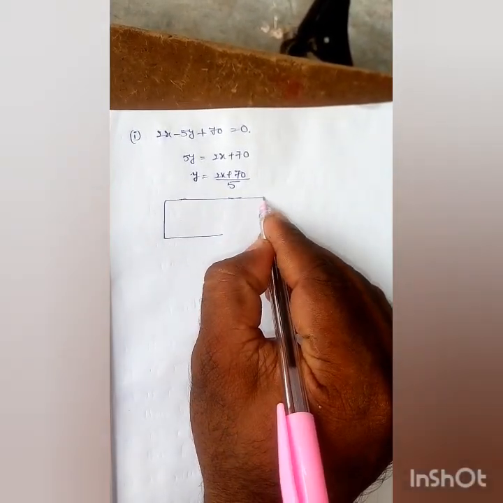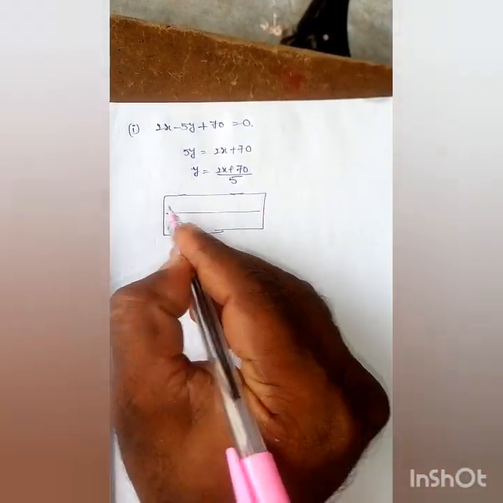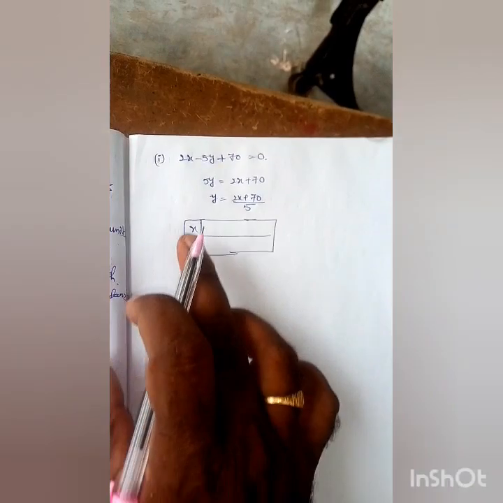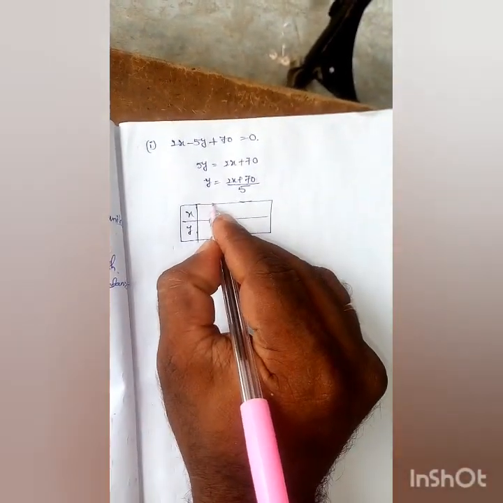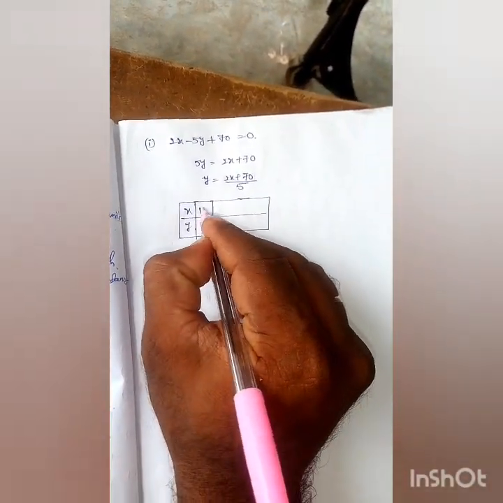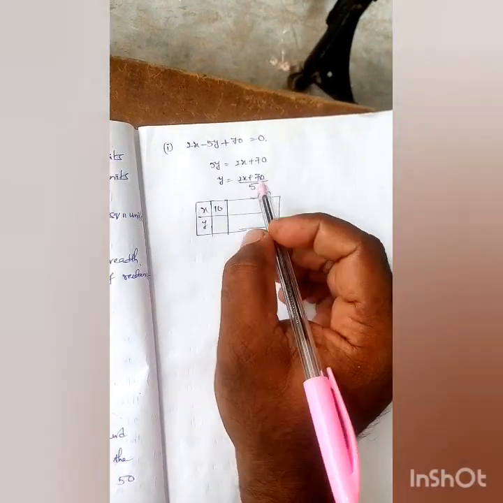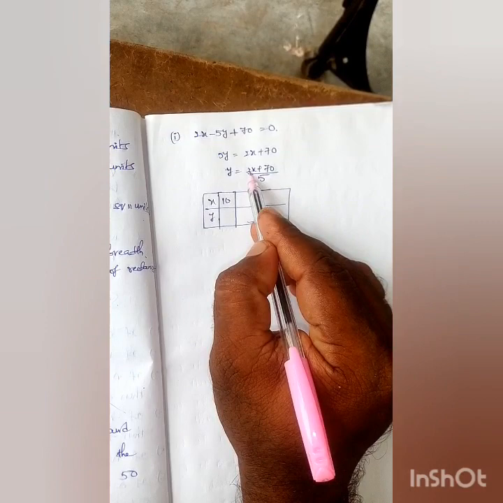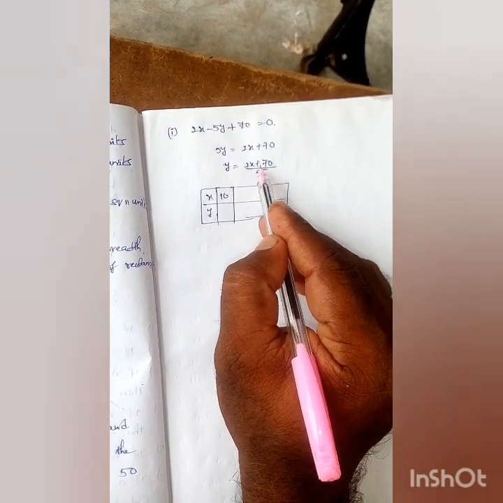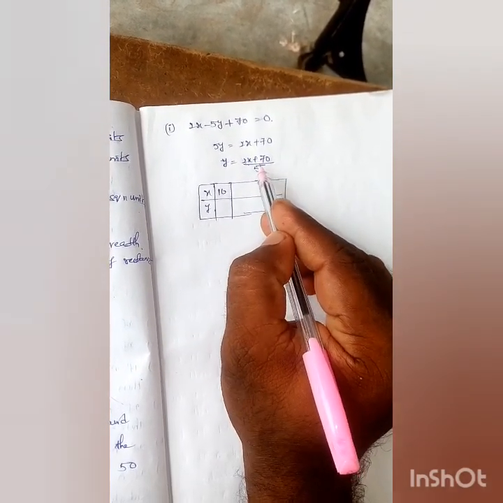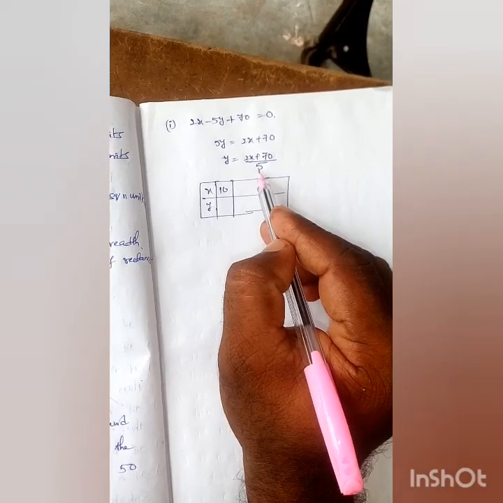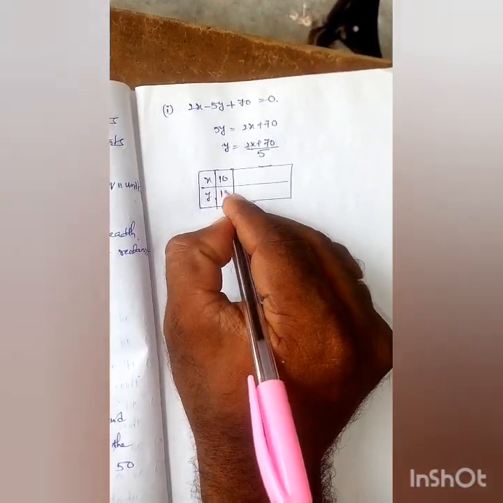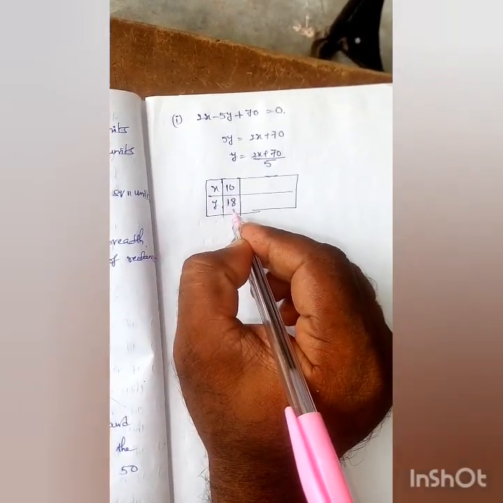Now calculate the coordinates for drawing the graph. Create the table like this. Here I am taking x coordinates and y coordinates. If we substitute x equal to 10, then what will be the y value? So 2 into 10, 2 tens are 20. 20 plus 70, 90. 90 by 5, yes, 18. 5 18s are 90. So if x equal to 10, then y equal to 18.